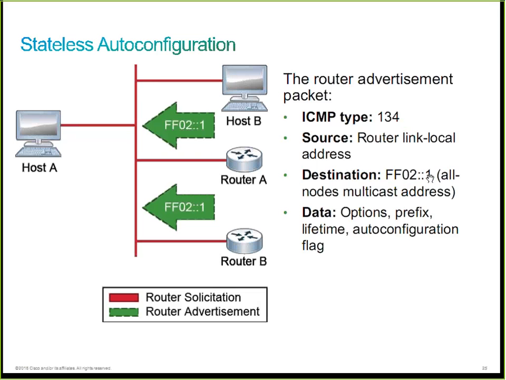Okay, so that is what it utilizes, FF02::1, and along with that it will send out the prefix, lifetime, auto configuration flag, and so on, and that's why it becomes the router advertisement packet. Make sense now? Okay, so the host will pick up this router advertisement packet, it will look at the prefix, it will look at the auto configuration flag, and then accordingly it will generate its own address. Okay, and that is what is called stateless auto configuration. Make sense now? Okay.